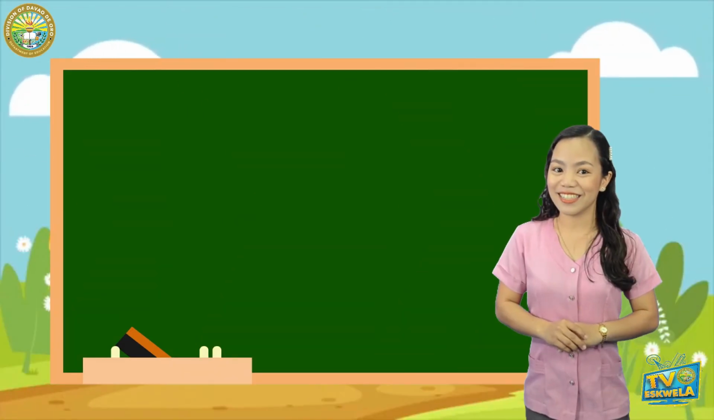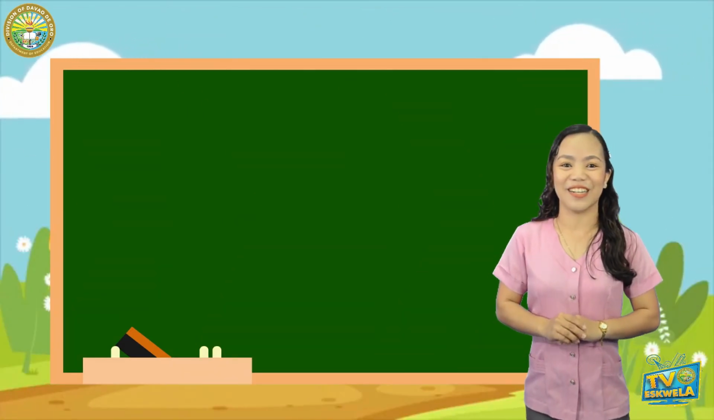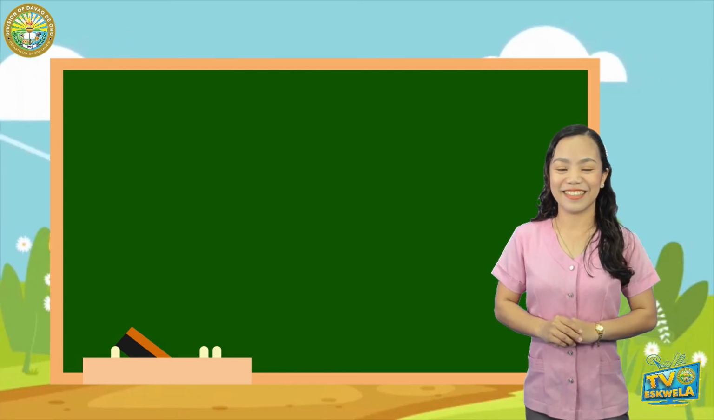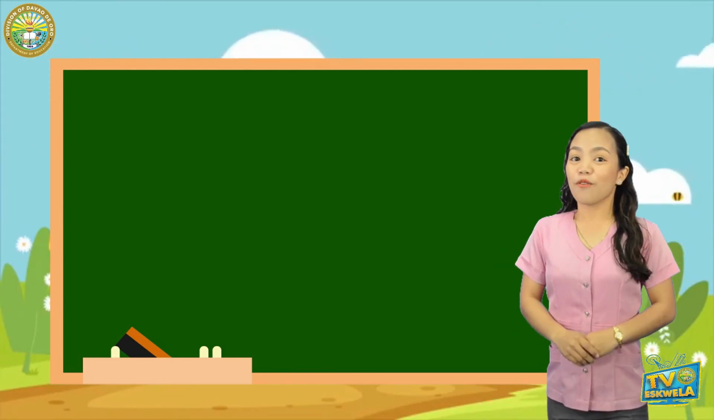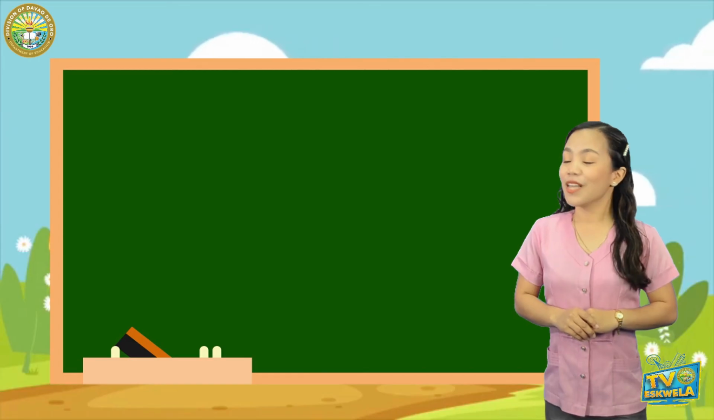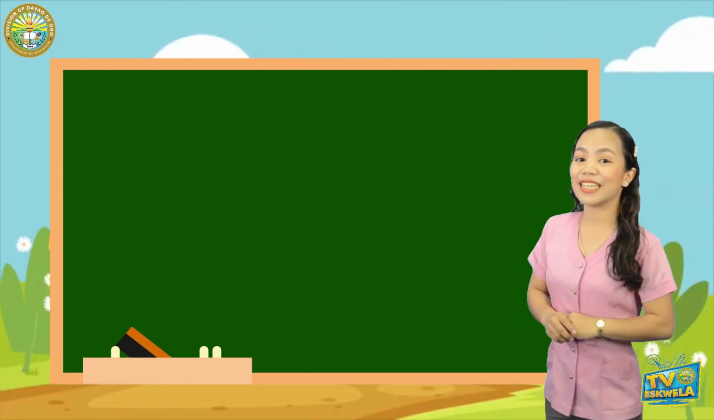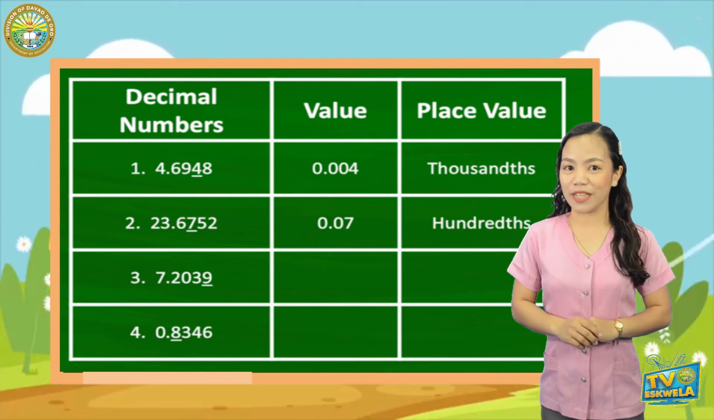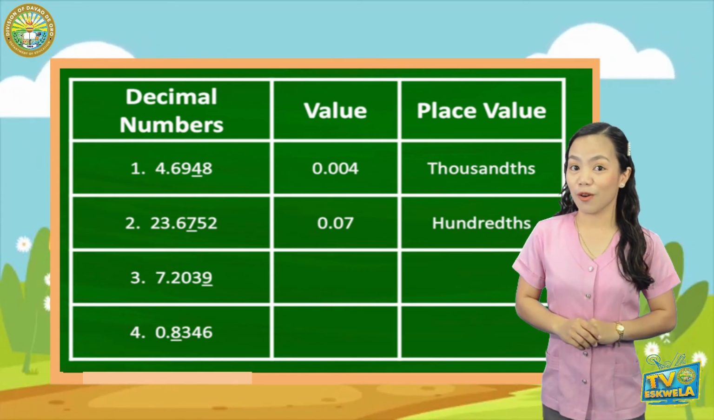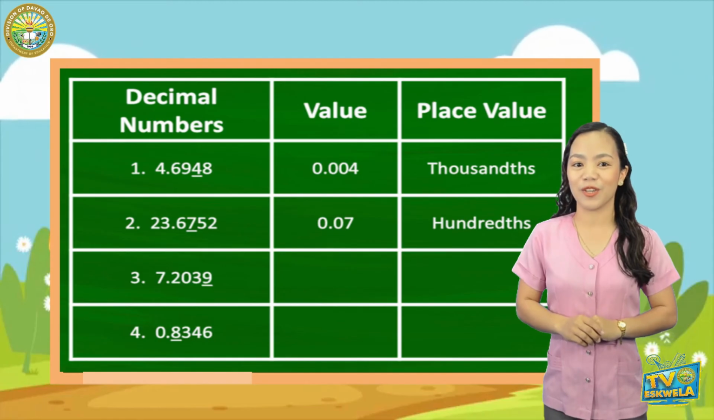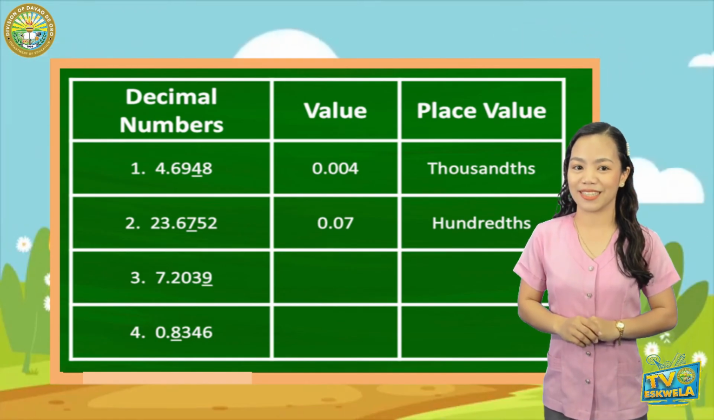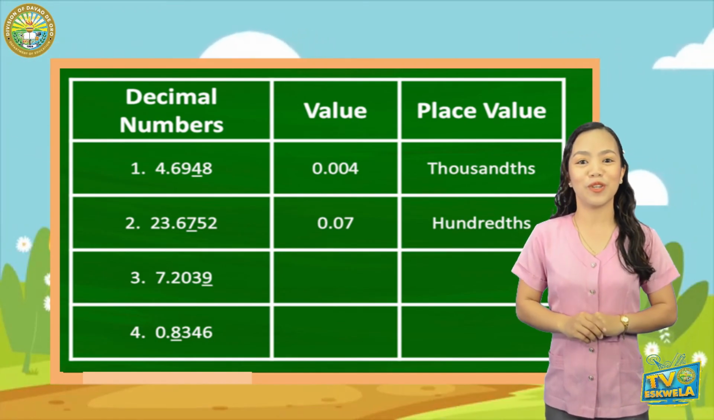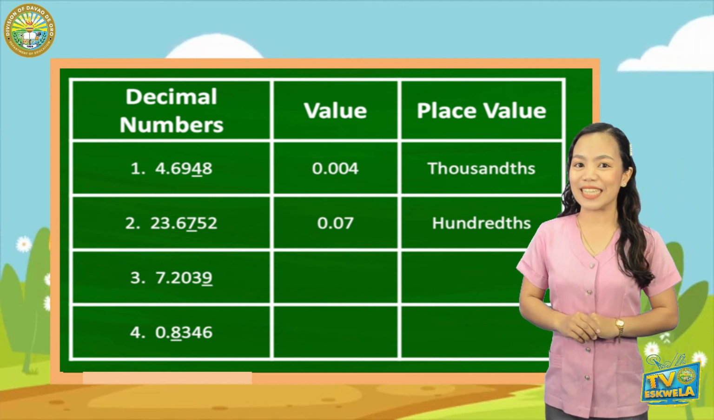Are you done? Let's check your answer. For number 2, the underlined digit is 7. Its value is 0.07 because its place value is in the hundredths place. I believe you have done that quick and easy.